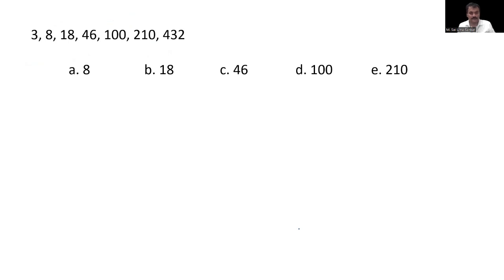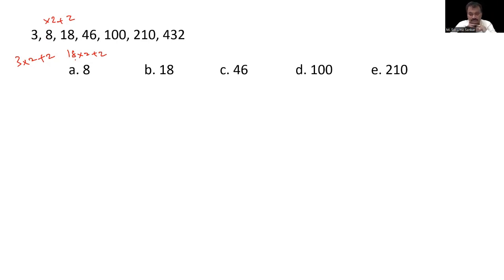Next one. 3, 8, 18, 46, 100, 210, and 432. And what is the answer here? 3 and 8, what is the difference? Let us take 3 into 2 plus 2, that is equal to 8. And 8 into 2 plus 2, that is equal to 18. 3 into 2, 6 plus 2, 8. 8 into 2, 16 plus 2, 18. Now 18 into 2 plus 2, this was 36 plus 2, that is equal to 38. But if 38 is there, 38 into 2 plus 2 is not equal to 100. So this pattern is wrong.